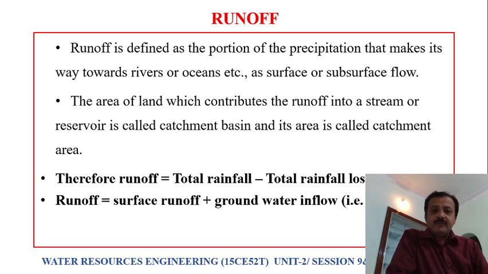What is meant by runoff? Runoff is defined as that portion of precipitation which makes its way towards rivers or oceans. It is that part of precipitation which flows over the land and which joins rivers or streams. This we call it as runoff. Runoff is that part of rainfall. We can also say runoff is that part of precipitation which flows over the land after meeting all the losses.